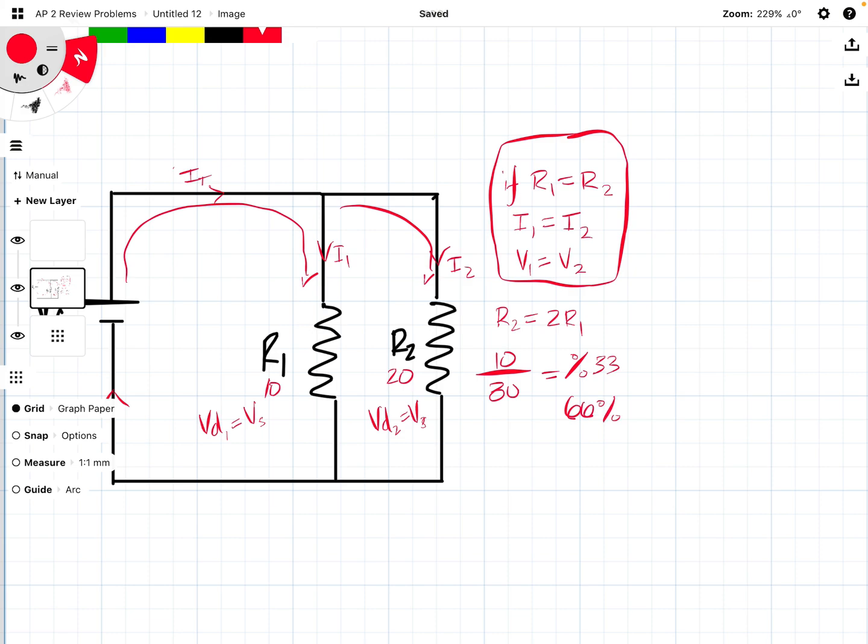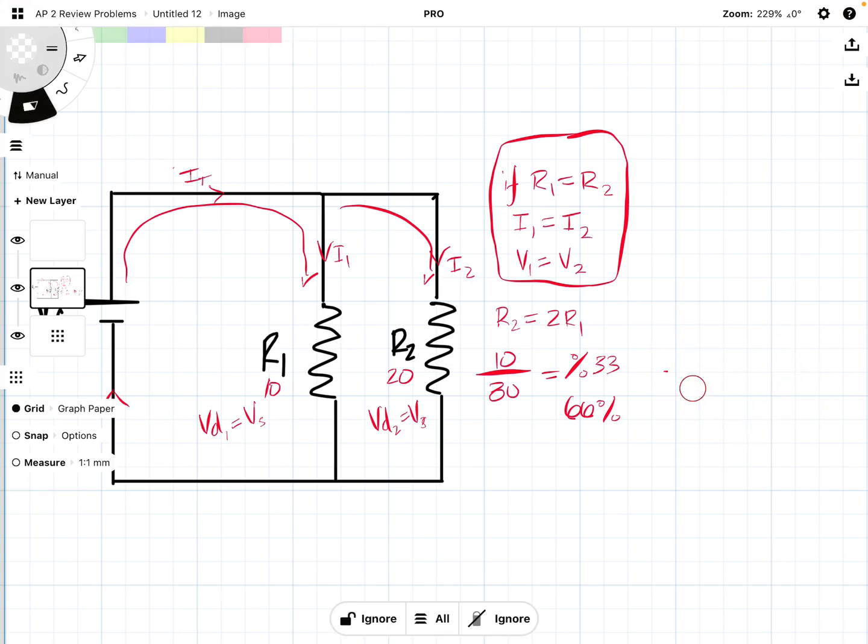33% of the total resistance, which means it actually gets 66% of the total current. And the opposite would be true for R2, right? R2 is 20 and the total is 30. So it has 2/3 the resistance, which means that it's going to get 1/3 of the current, right? And so that's a really important relationship to understand. That'll help with a lot of problems.